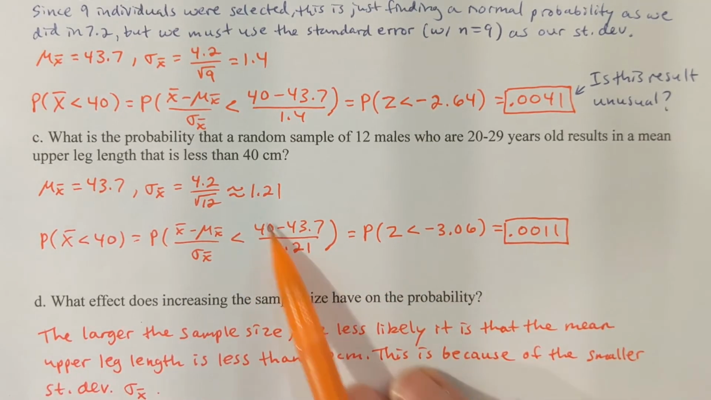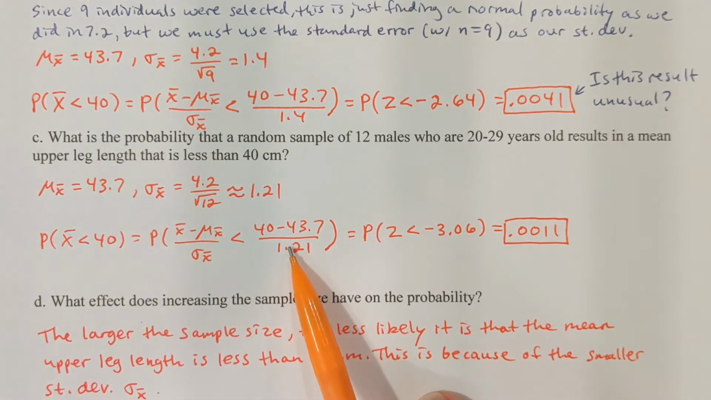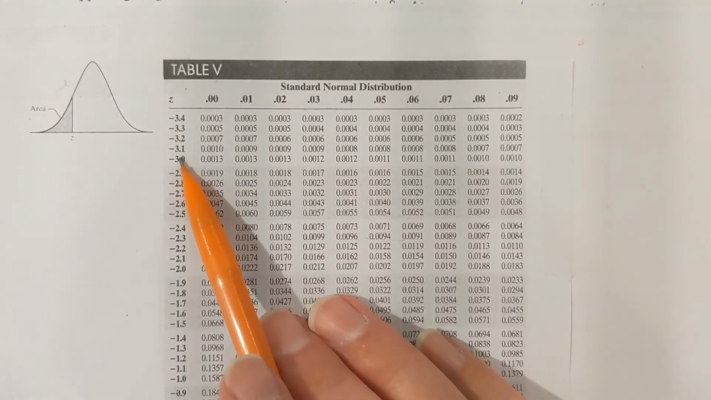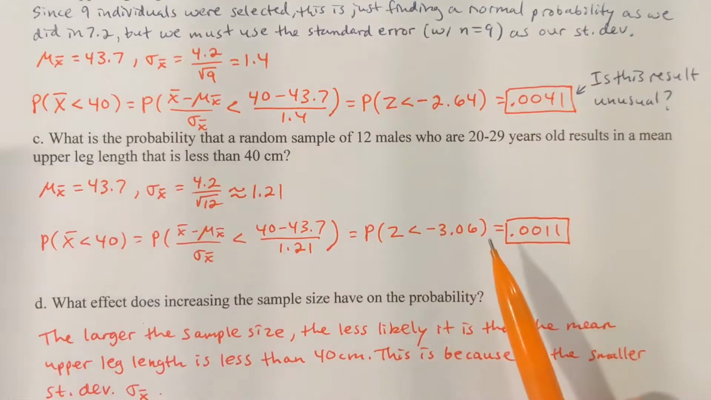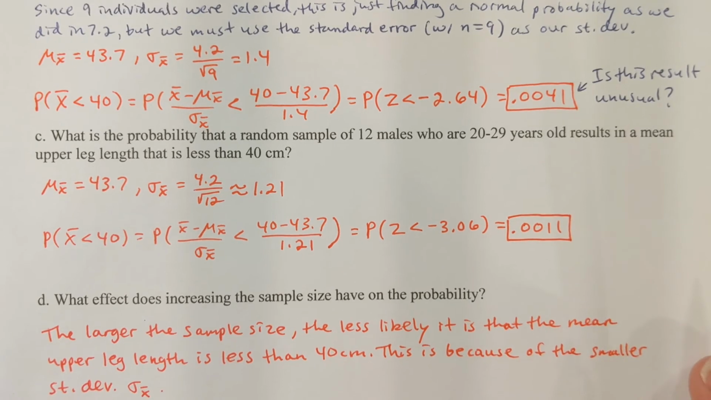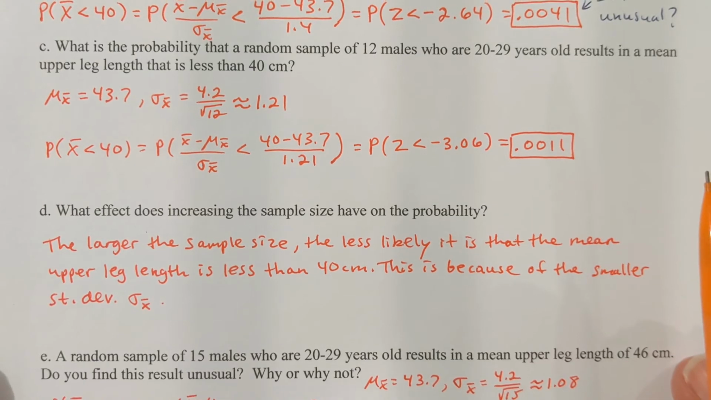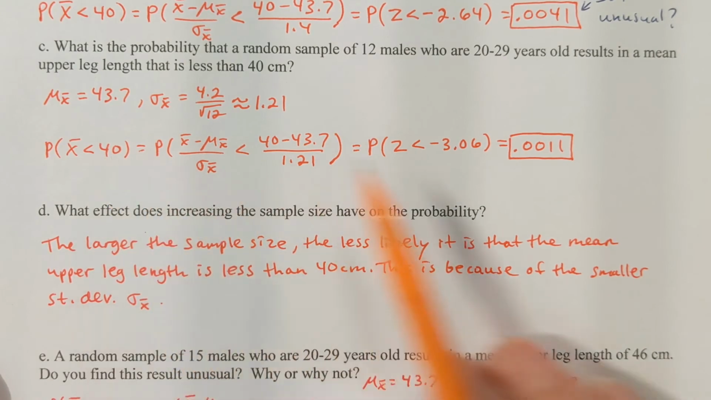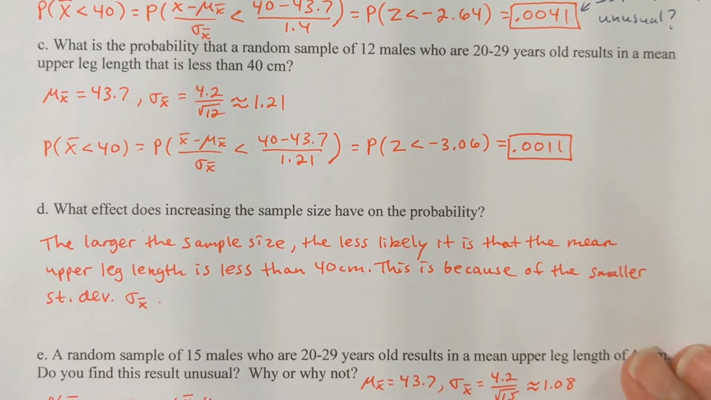When you change the variable here, take 40 minus 43.7, which is mu sub x bar, divided by the standard error, that's 1.21, and we get a z-score of negative 3.06. Go to the chart, we're talking about area to the left. Area to the left of negative 3.06 is 0.0011, and that's what I'm getting there. Okay. Again, it would be very unlikely for the sample mean of these 12 individuals to be some number that is less than 40 centimeters. We have less than a 0.11% chance of that occurring. That's probably not going to happen.